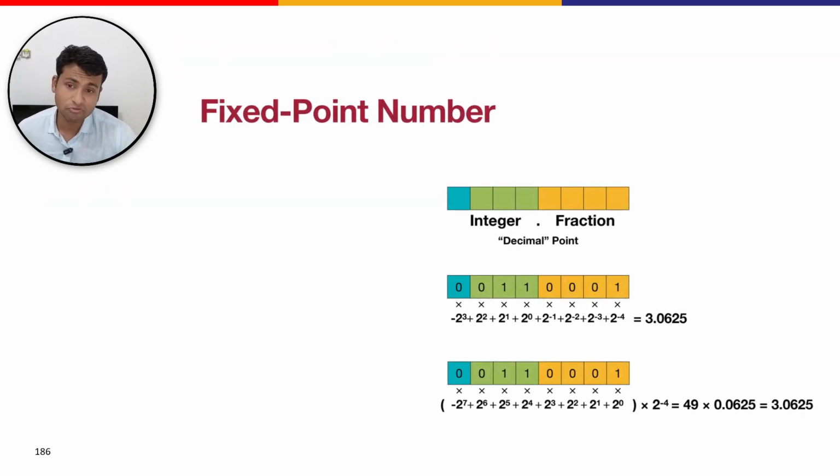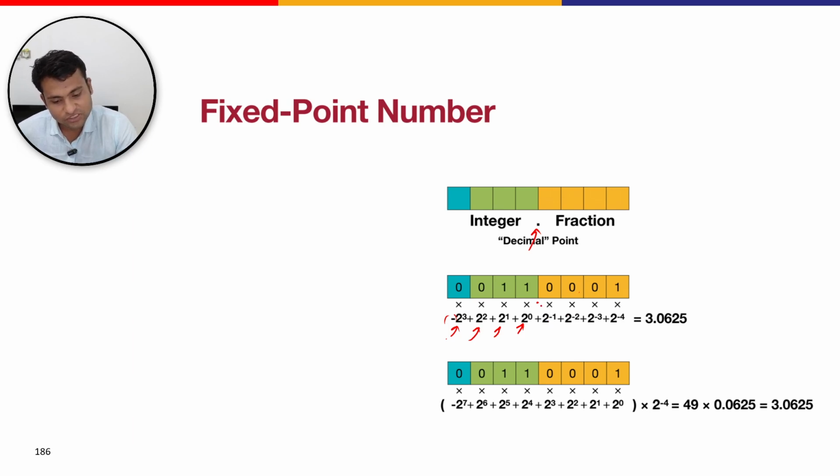Let's have a discussion about fixed point numbers. In fixed point numbers, the point at which you split the number is fixed. So if you are given a number, let's say 0, 0, 1, 1, 0, 0, 0, 1, then from the point going backward, you give 2 raised to the power 0, 2 raised to the power 1, 2 raised to the power 2, and this bit you can use as minus 2 raised to the power 3, so it can have the negative weight.